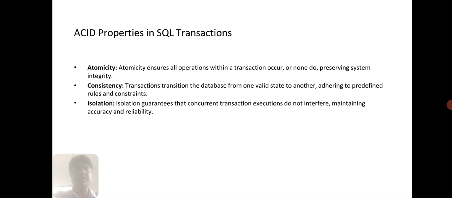And what is ACID in SQL transaction? Already we have discussed atomicity, consistency and isolation. Atomicity ensures all the operations within the transaction are completed. Consistency moves the database from one valid state to another, so we can easily identify valid or non-valid data. And isolation guarantees that concurrent transaction execution does not interfere, maintaining accuracy and reliability.